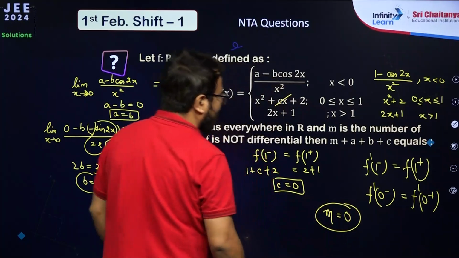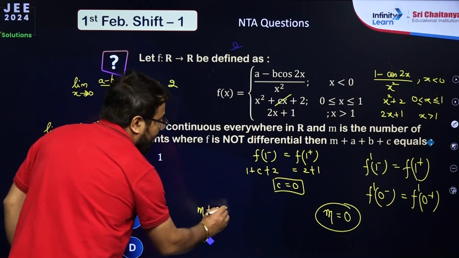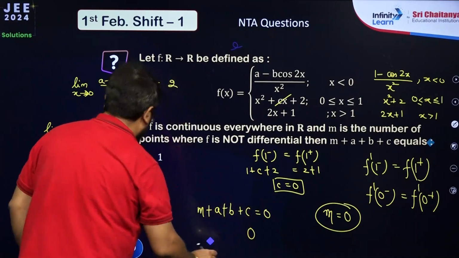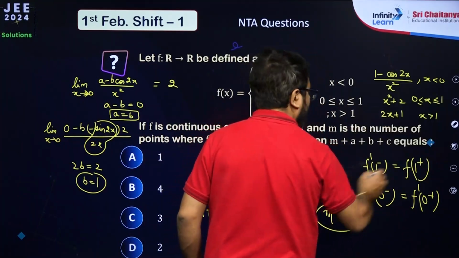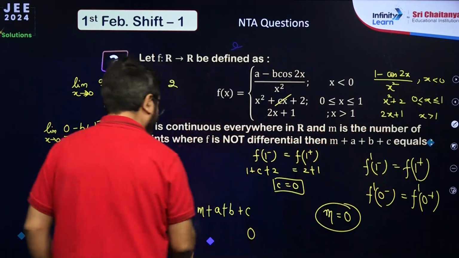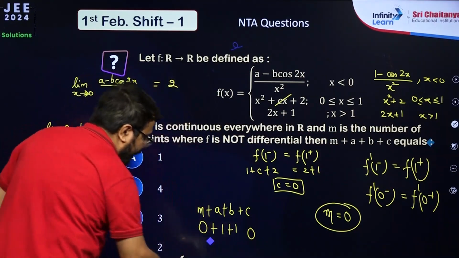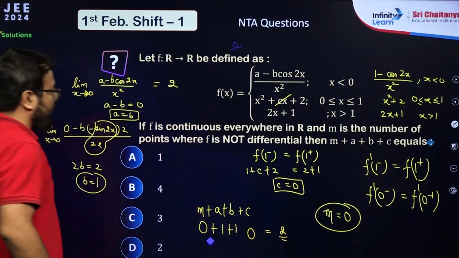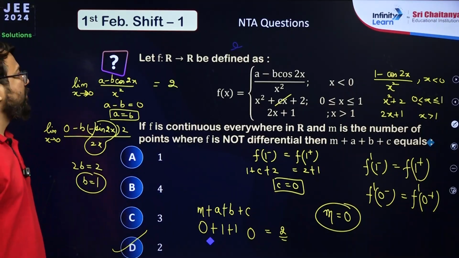Now what they have asked in the question is to get the value of m plus a plus b plus c. c we got 0. C is only 0 over here. m is also 0 over here. a and b both are equal to 1. So the final answer to this problem will be 2. 2 is given to us in D. So option D will be the final answer.